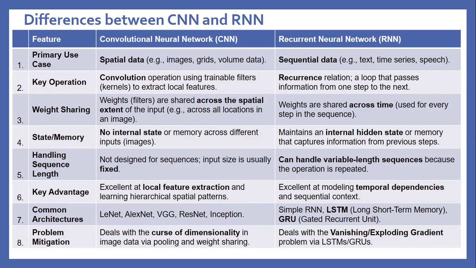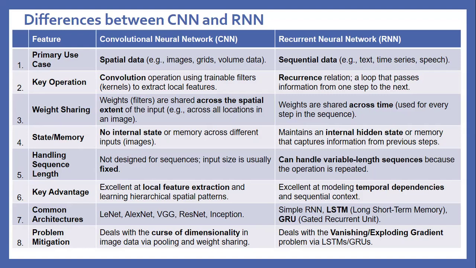Key operation: CNN uses the convolutional operation with trainable filter kernels to extract local features. RNN uses a recurrence relation, a loop that passes information from one step to the next. Weight sharing: in CNN, weight filters are shared across the spatial extent of the input, for example across all locations in an image. In RNN, weights are shared across time, used for every step in the sequence.